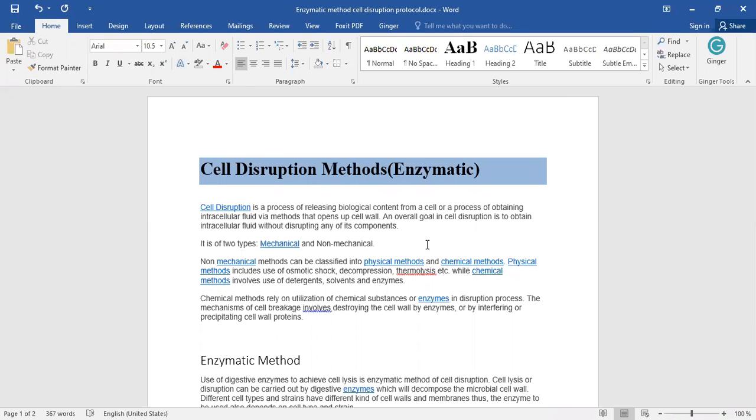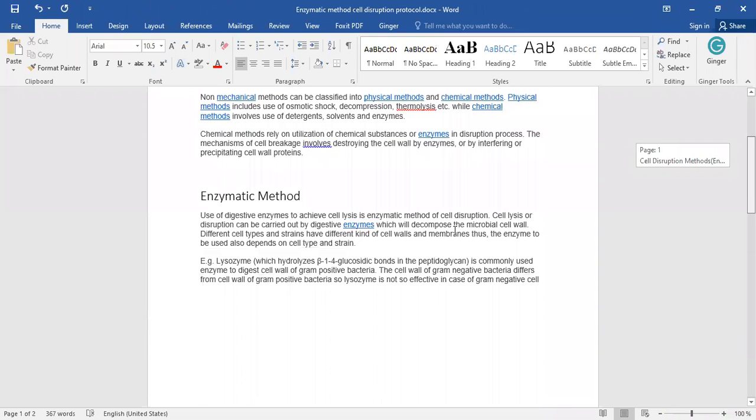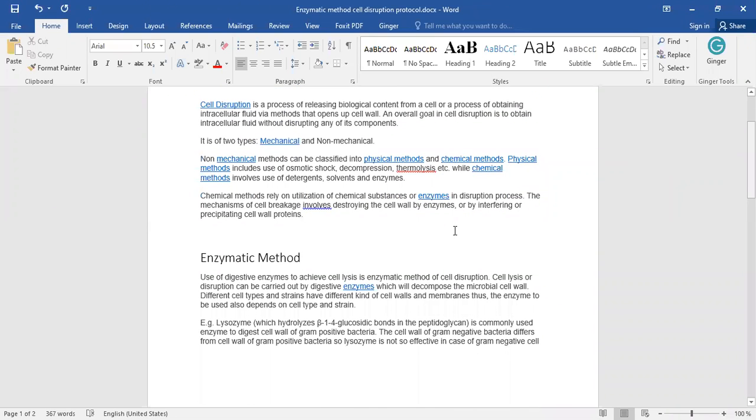Today I'm going to discuss the topic cell disruption method using enzymes. We have already discussed the mechanical method, physical method, and chemical method, and now we are going to discuss the enzymatic method of cell disruption.